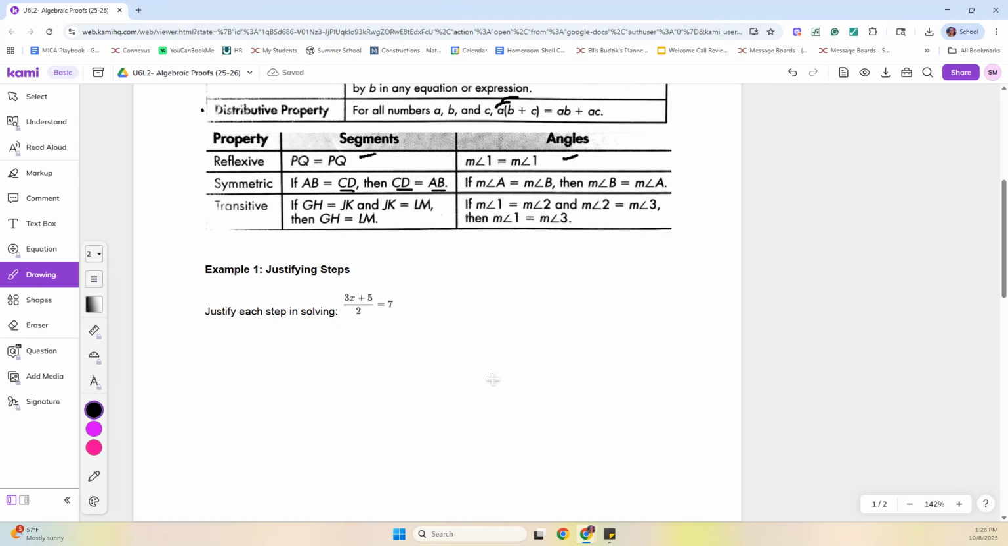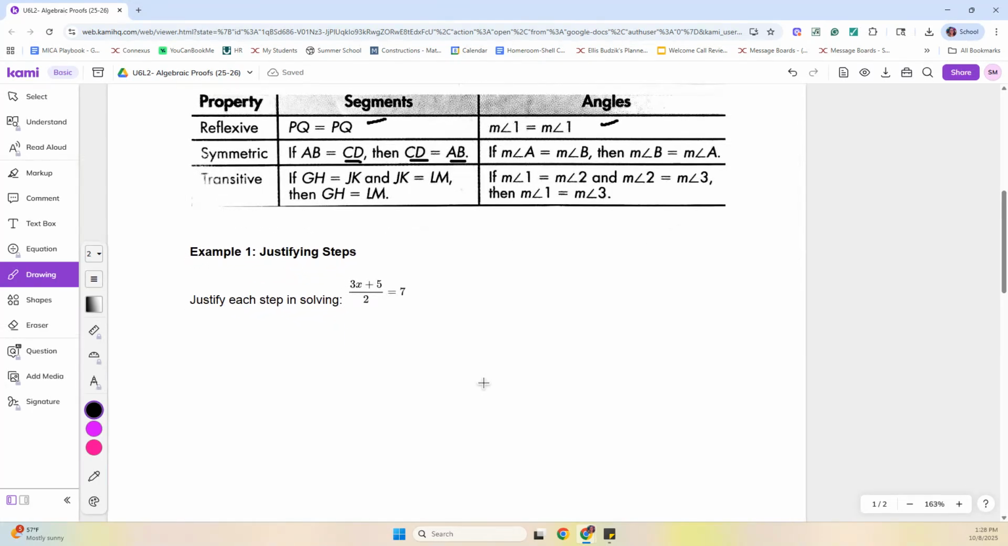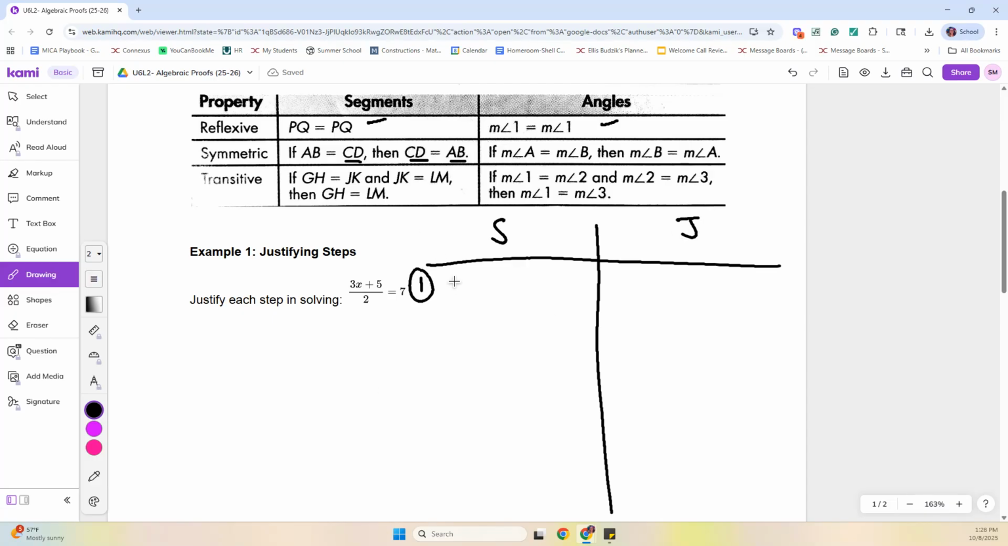So for example 1, I want to justify each step in solving. I want to prove whatever x is when I'm solving it. So I'm going to separate this into a 2-column proof, with my statements, and then justifications or reasons over here. Step 1 is my given. So I'm given (3x plus 5) divided by 2 equals 7. Then I would just go about and solve normally.